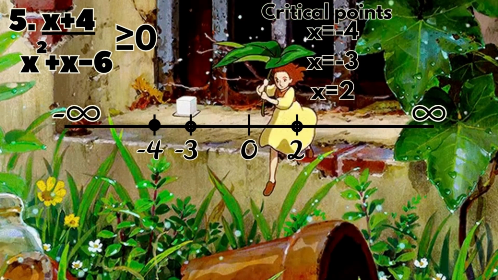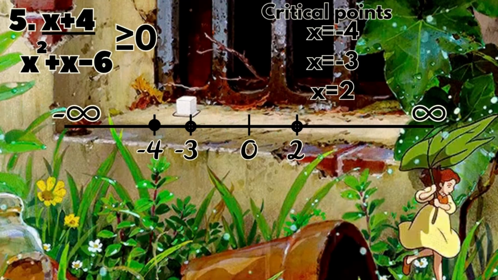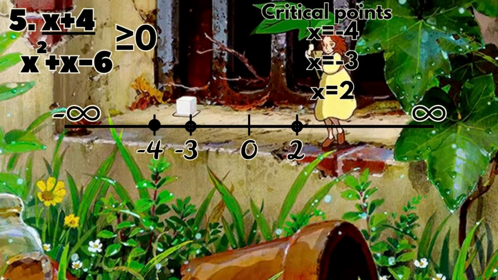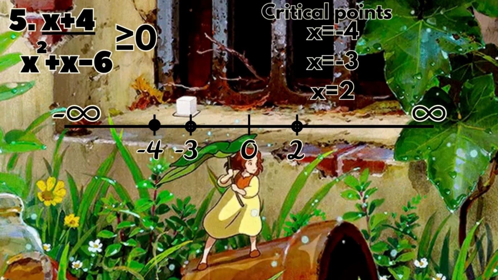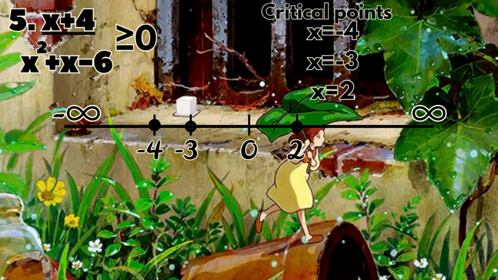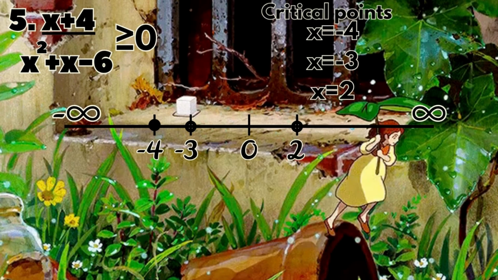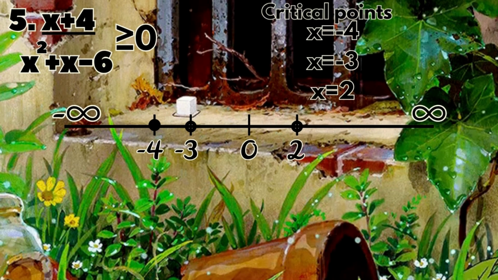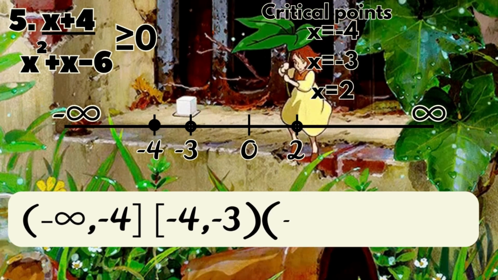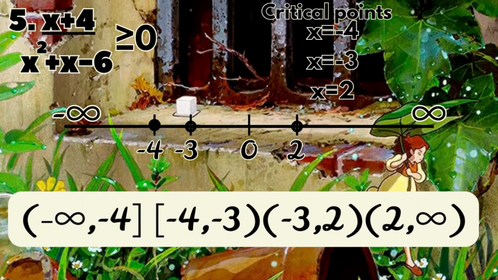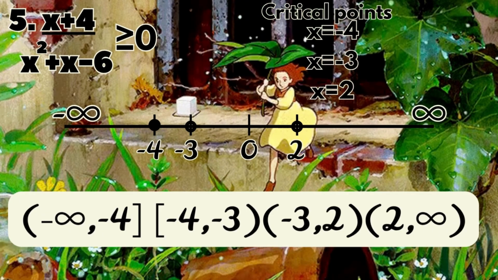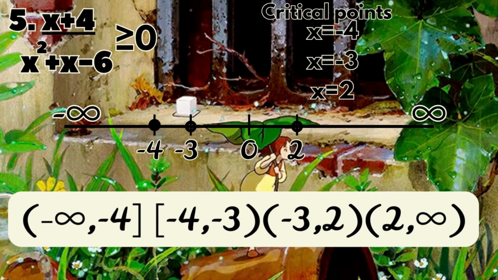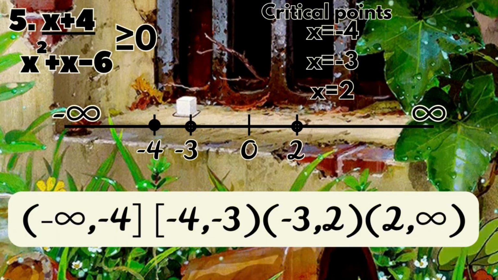For the numerator's critical point, x equals negative 4 is going to be inclusive, and for the denominator's critical points, x equals -3 and x equals +2 is going to be exclusive. The interval notation is -infinity and -4, -4 and -3, -3 and 2, 2 and infinity.